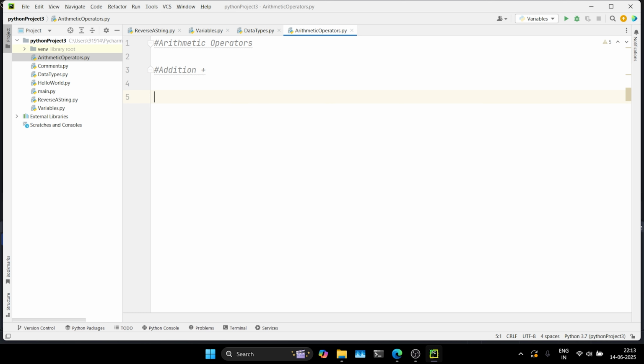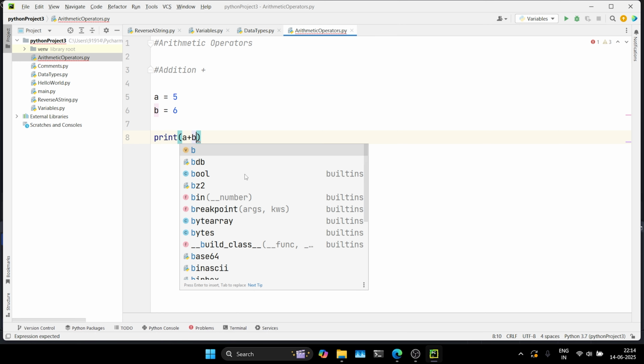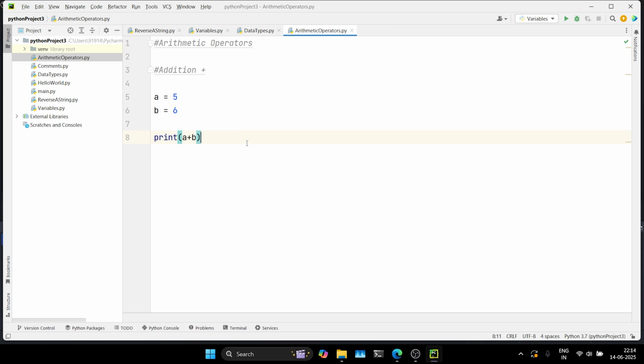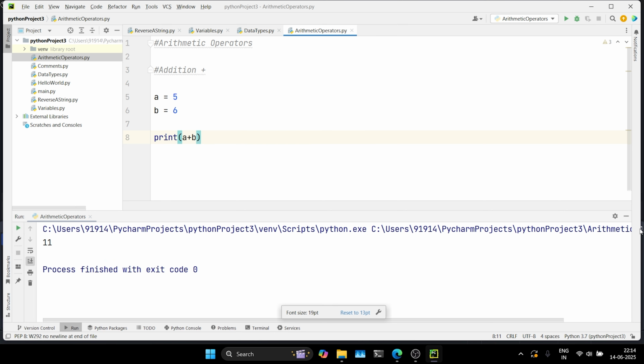Suppose you have two variables, a has value 5 and b has value 6. Let's see what the addition of variables a plus b is. Let's print it: a, then the arithmetic operator, and then b. This is the addition arithmetic operator, so it will print the value of a plus b. Here you can see it is printing the value of a plus b as 11.